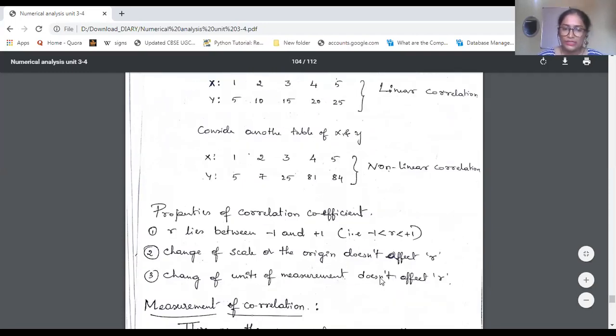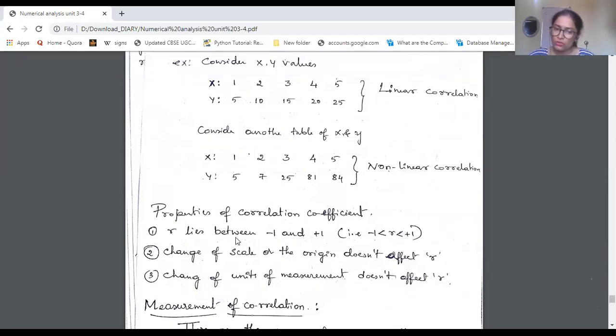Then we look at the properties of the correlation coefficient. The value of R will always lie between -1 and +1. It is not going to be lesser than -1, and it's not going to be more than +1. If it is -1, it's a perfect negative correlation. If it is +1, that means a perfect positive correlation. If it is 0, that means there is no correlation between the variables x and y.